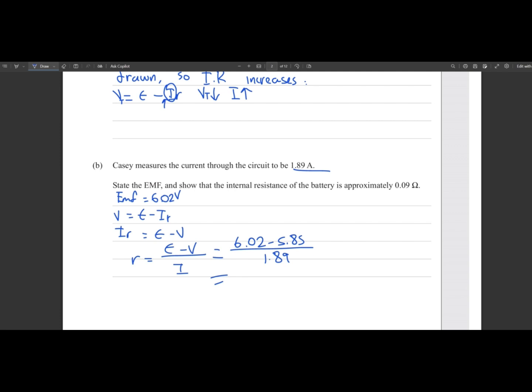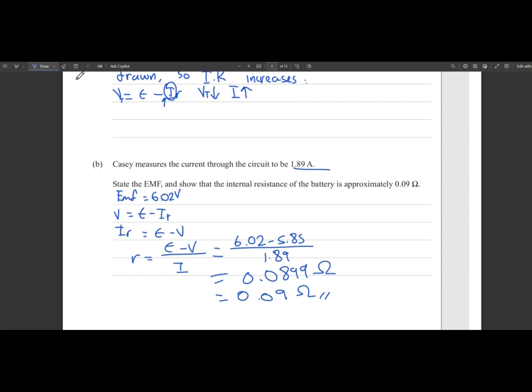Divided by 1.89, and I get 0.0899 ohms, which is 0.09 ohms to three significant figures. Okay, let's move on to the next one.